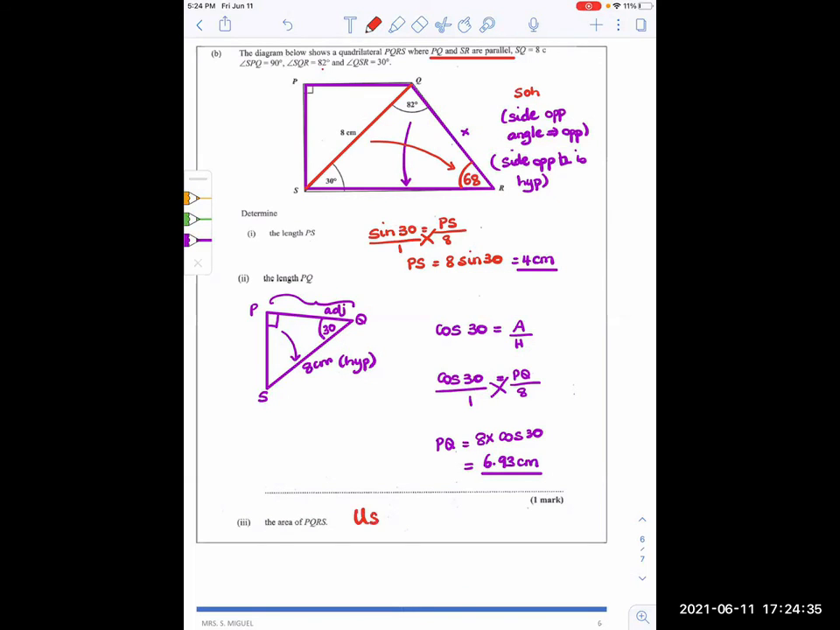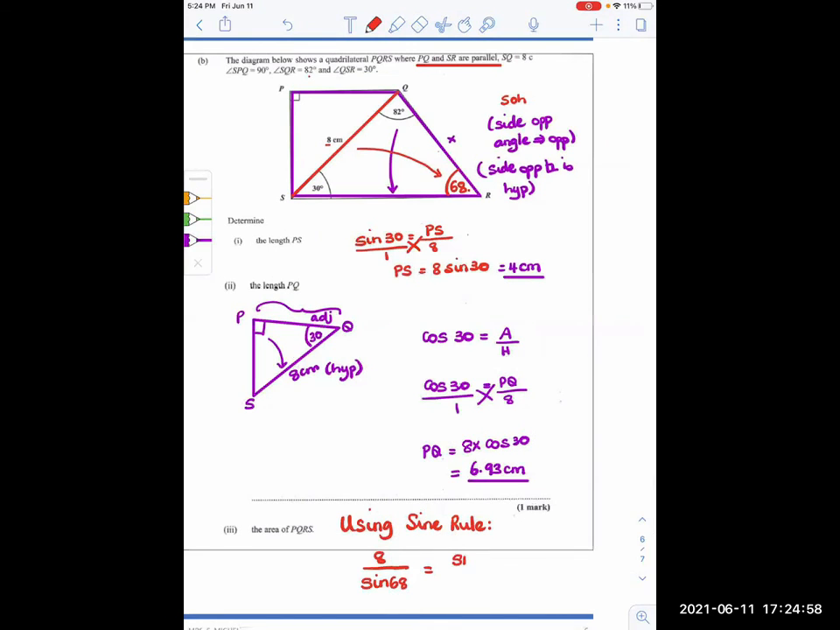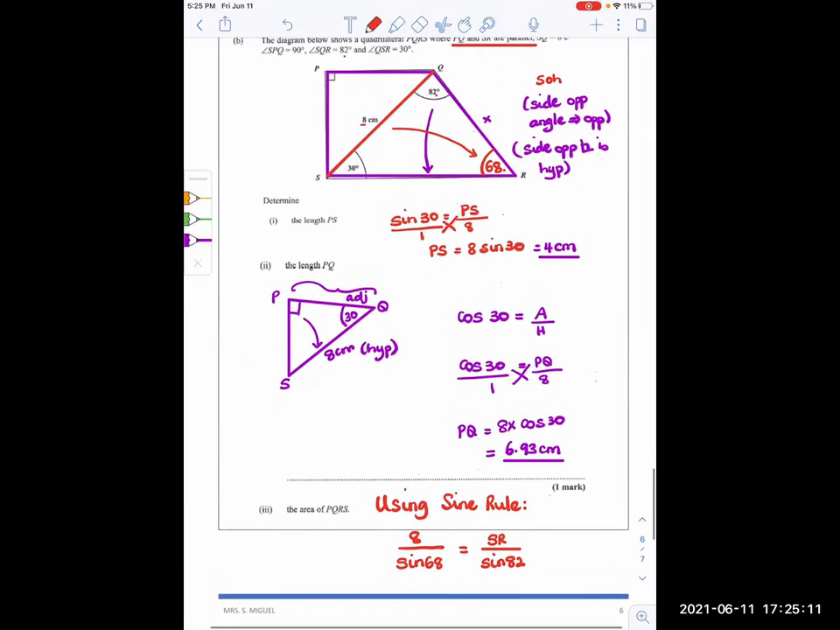So using the sine rule, the length of the side first, which is 8, over sine of the opposite angle, which is 68, is equal to SR over sine of the opposite angle, which is 82. Right? So work out SR for me. Divide 8 by sine 68 and then multiply that by sine 82. Work out the answer.